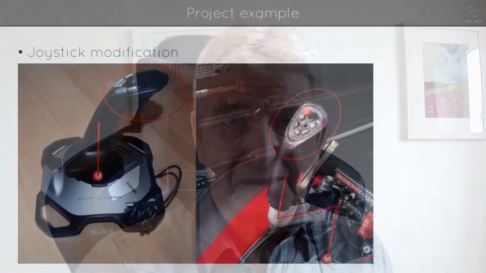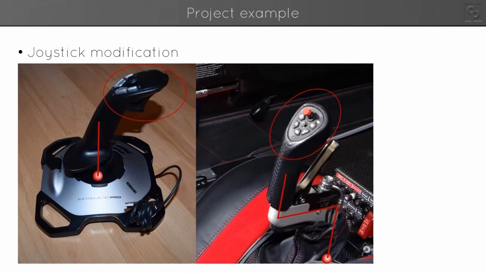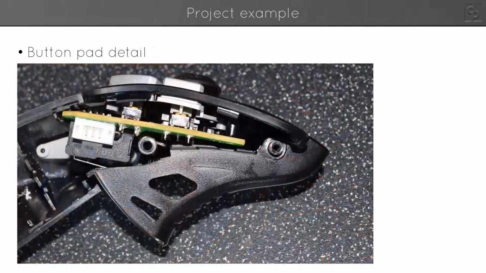In the next part, I'll show you some examples, and they're all related to this joystick project I'm working on. I'm looking to scan features from this gaming joystick on the left and build them into a new model that should look something like the light aircraft joystick on the right. The gaming joystick contains a button pad and PCB that I want to build into the new handle.